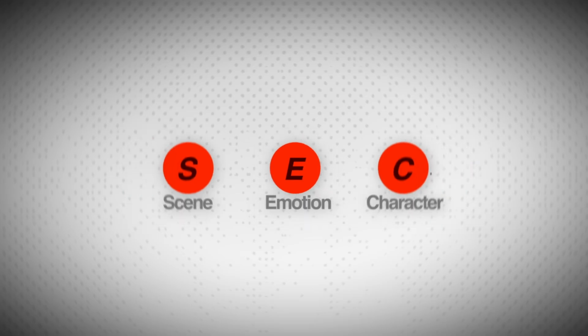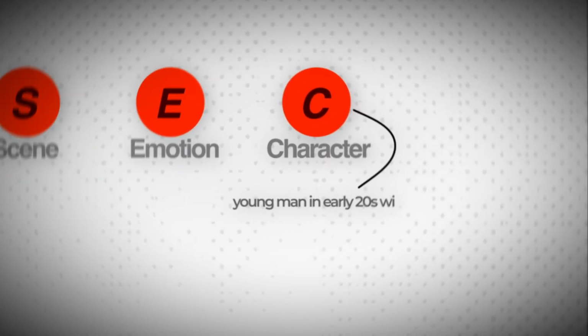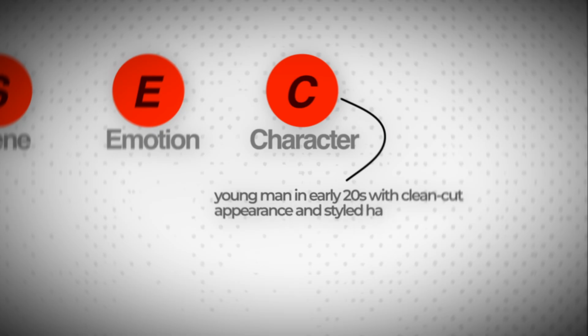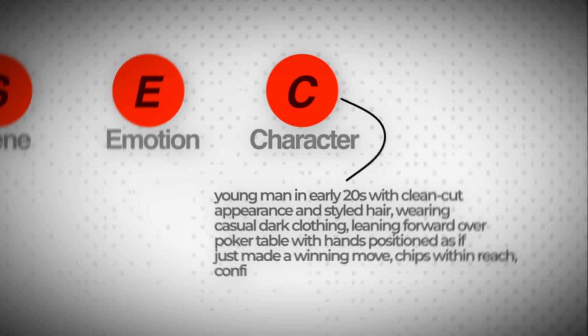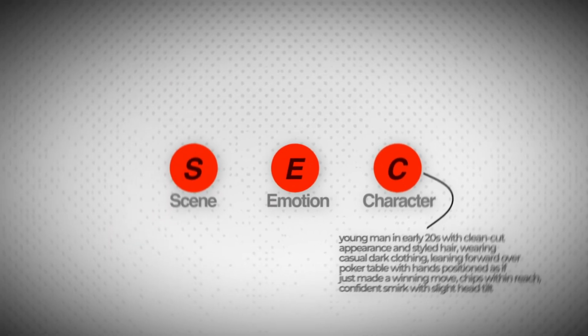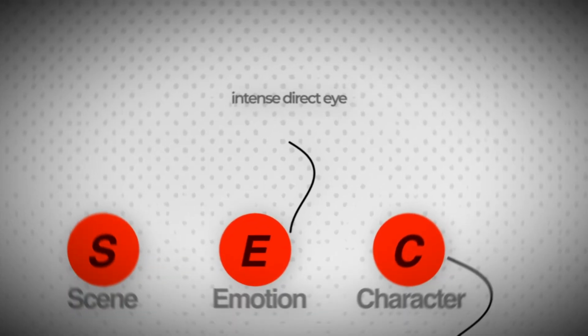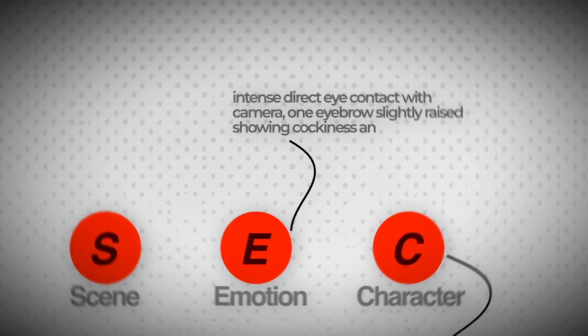We will first start with the character. A young man in early 20s with clean cut appearance and styled hair, wearing casual dark clothing, leaning forward over poker table with hands positioned as if he just made a winning move. Chips within reach, confident smirk with slight head tilt. Then set the emotion. Intense direct eye contact with camera, one eyebrow slightly raised showing cockiness and control.